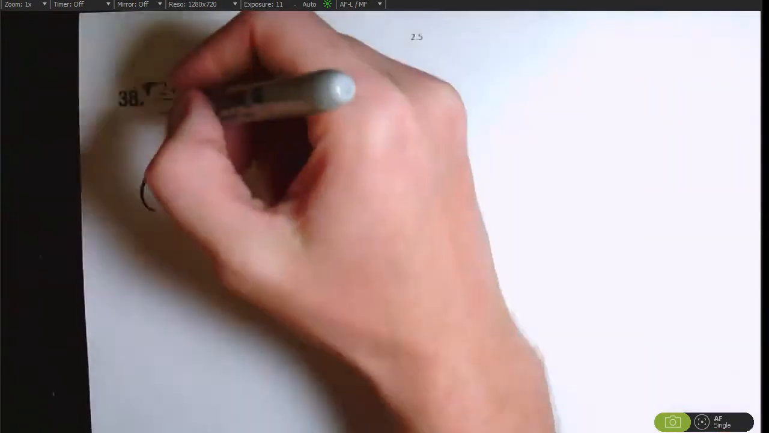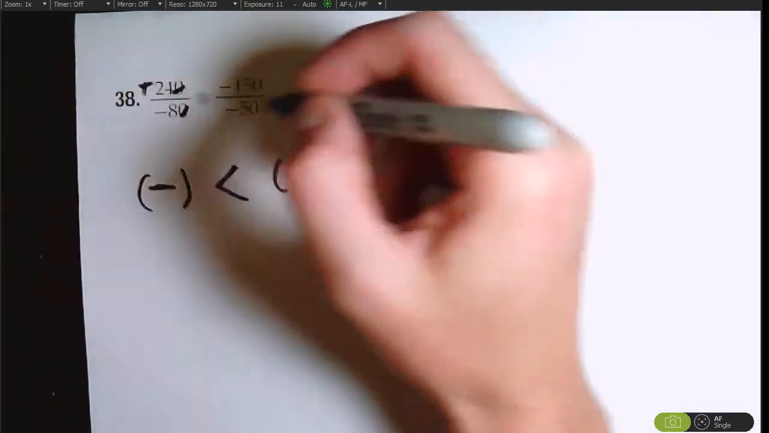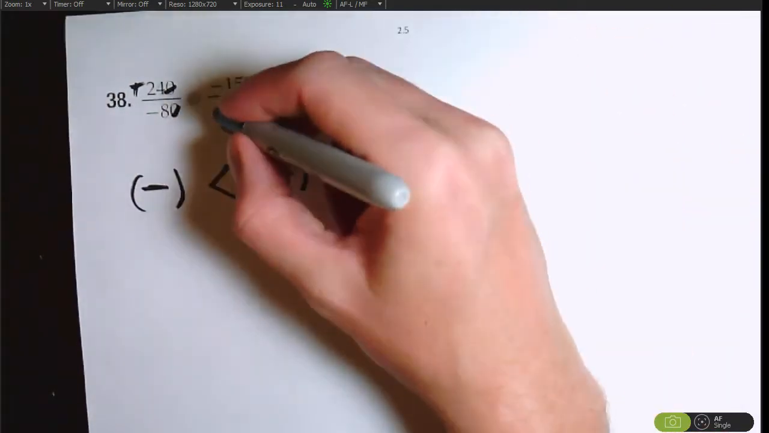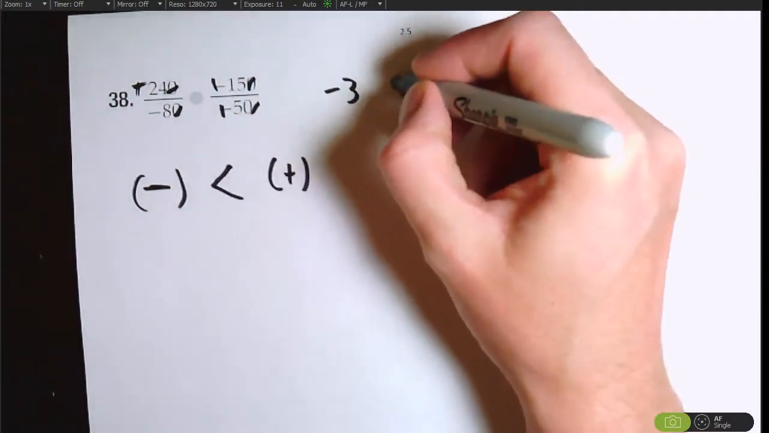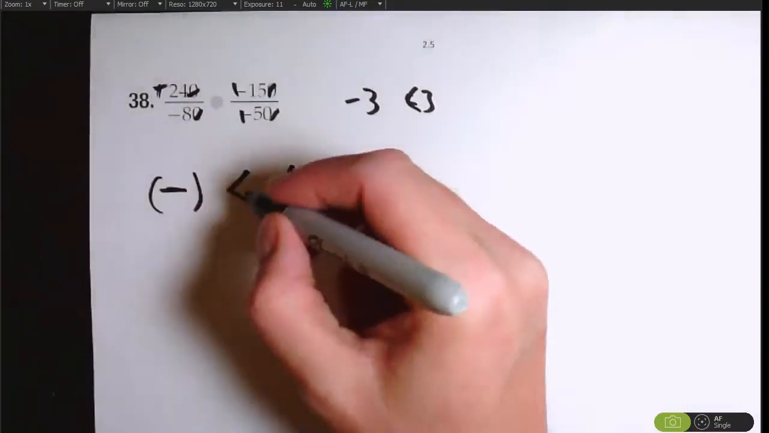Now what they do with this to try to trick you is they make both of these become 3. So it's negative 3 on the left, but positive 3 on the right. So yeah, it's a less than. Simple.